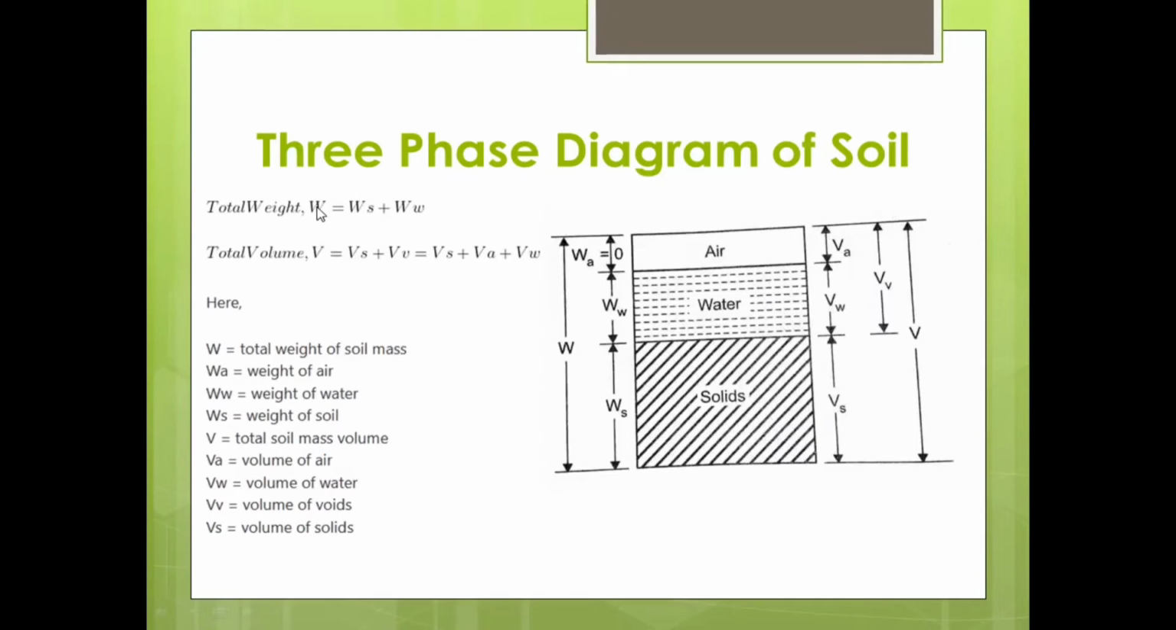Similarly, the weight of the soil mass can also be represented in the form of this equation: weight of solids plus weight of water. Here, we are not taking the weight of air into account because it is negligible. You can visualize or realize that. Correct? Are you getting this, friends? Weight of air.